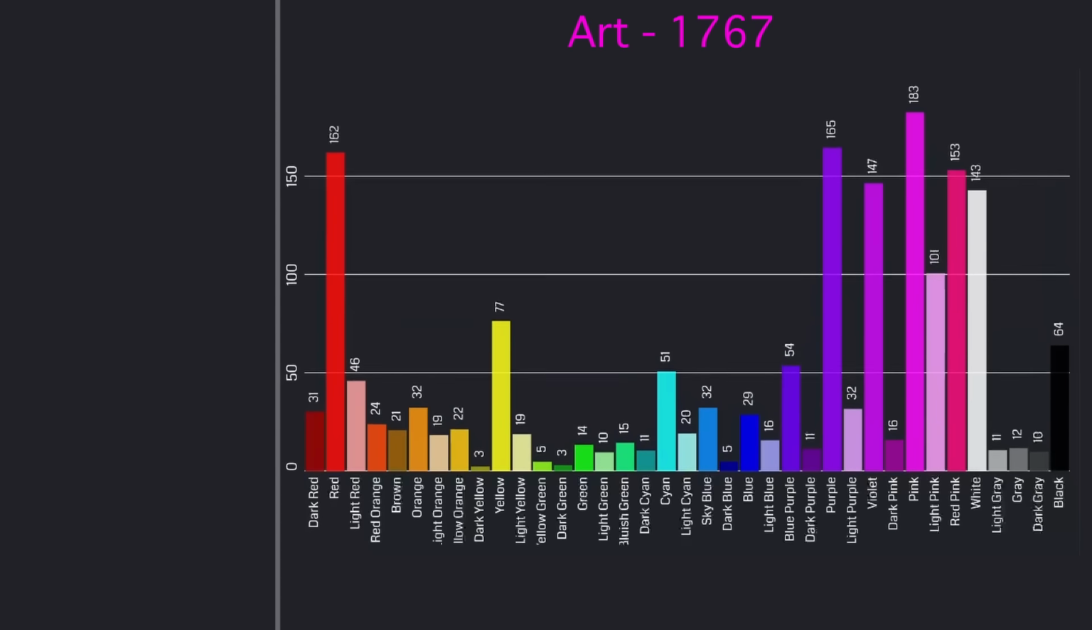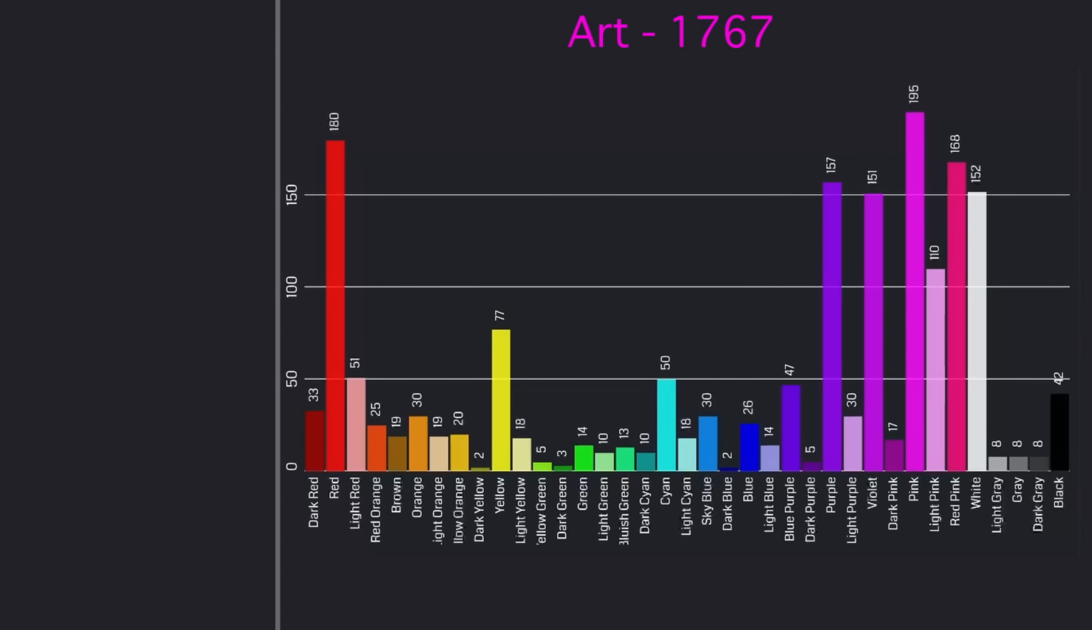Art had a total of 1,767 submissions and had clear domination in the pinks, purples, and red.